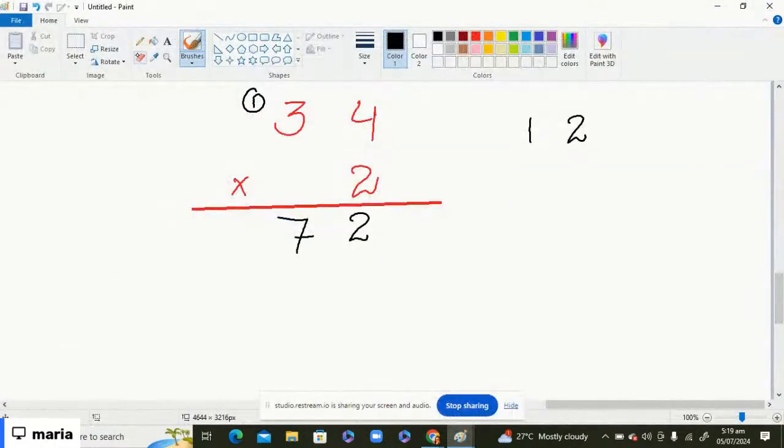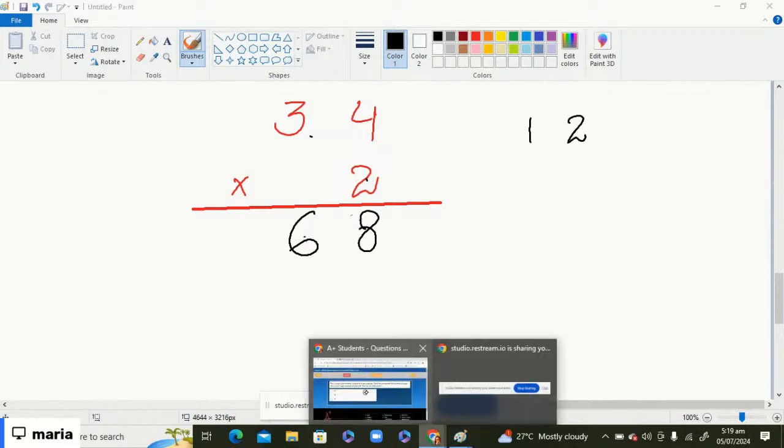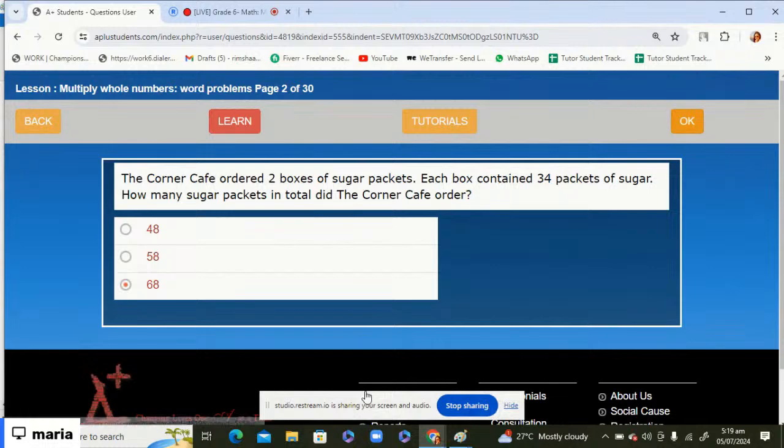I was thinking that 4 times 3. Sorry, it's 4 times 2 is 8. Okay? And just a simple thing. 4 times 2 is 8 and 2 times 3 is 6. That is 68. So here is the 68.